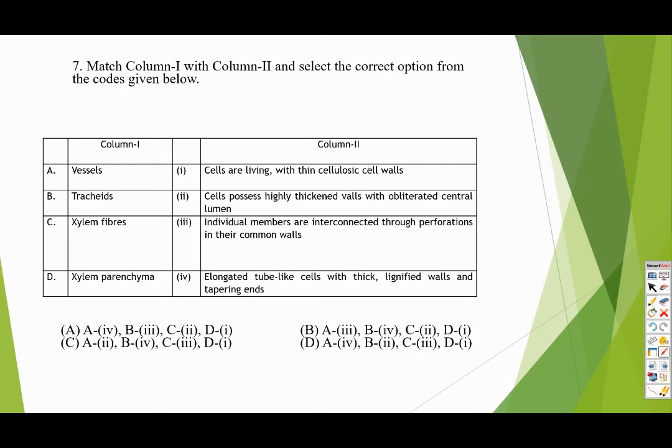Okay, so the right answer for the 7th one is your B. What is A? A is your vessels, so individual members interconnected through perforations. B is usually your tracheids. Tracheids are elongated cells. And C, xylem fibers, which have highly thickened, obliterated central lumen. So the option will be your B. Moving on to the next one.